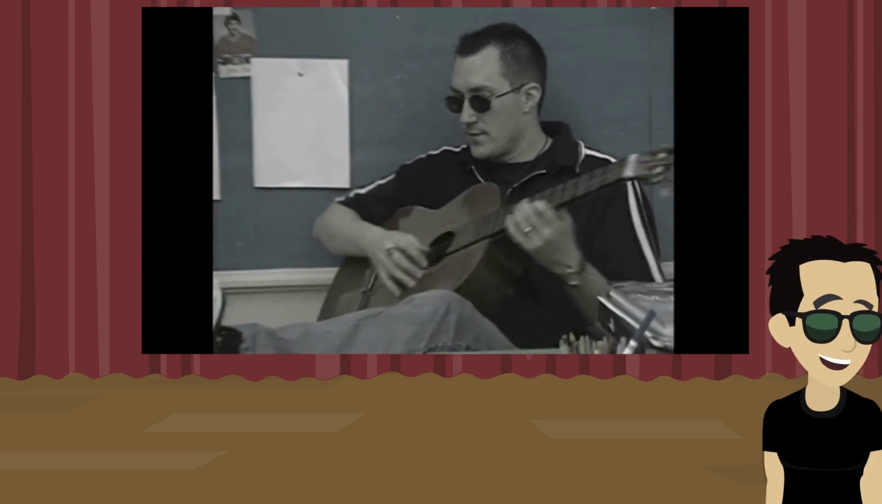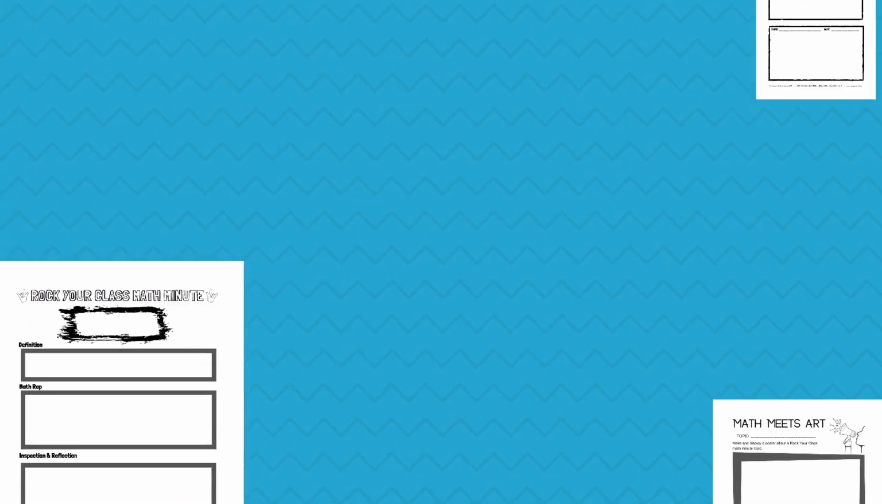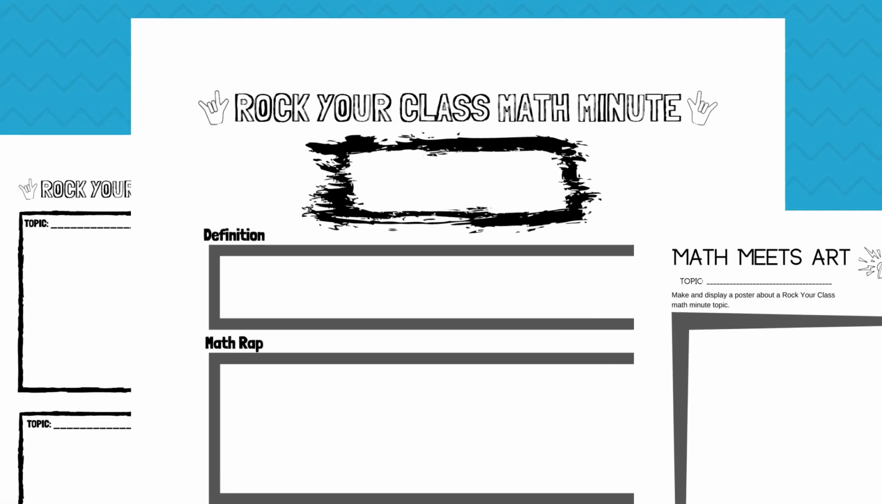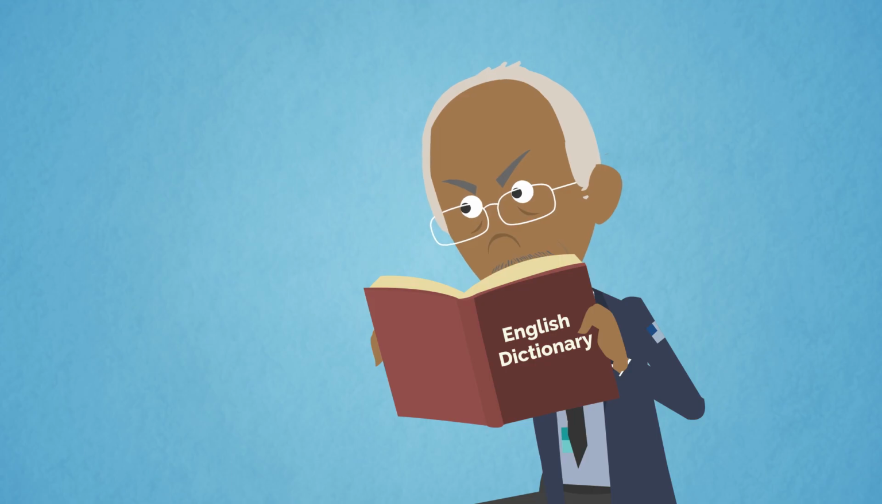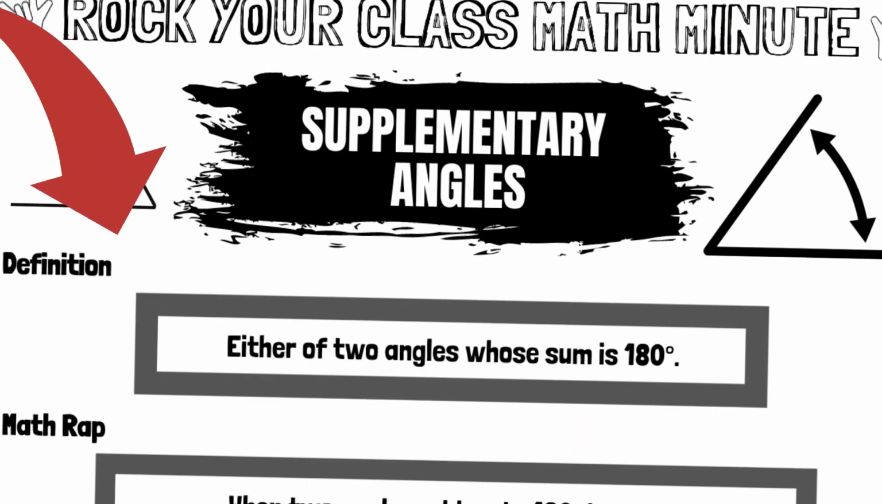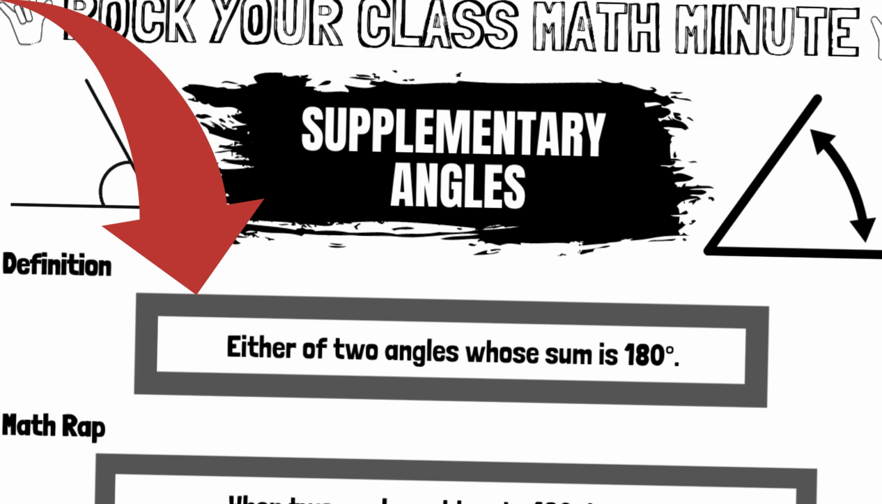Get ready for today's Math Minute topic. Supplementary angle. What does the dictionary say? Either of two angles whose sum is 180 degrees.